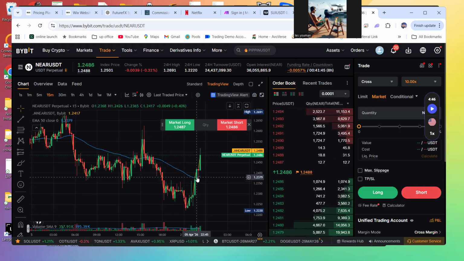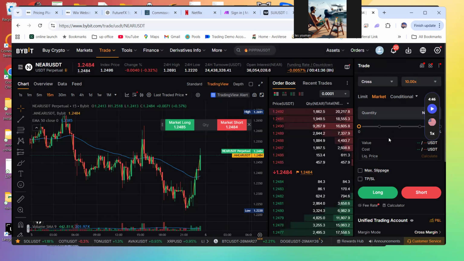But just to show you the simplest way to place the trade, I'm on cross leverage and I'm on 10 times leverage. So cross leverage and 10 times leverage does sort of increase your risk, but because we're placing a stop loss, it doesn't really matter. So the stop loss will be the overriding factor determining how much money we have at risk on that trade.